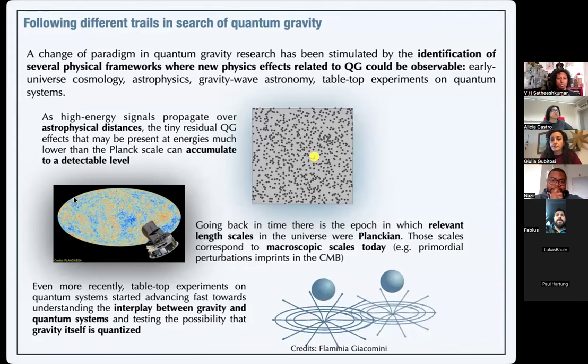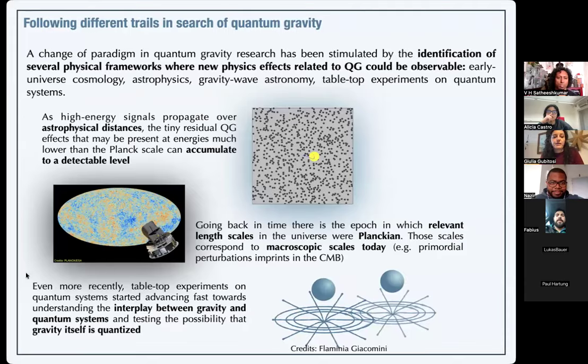Then we have cosmology. So we have good reasons to believe that in the very early universe, the relevant scales were Planckian. For example, perturbations had Planckian wavelength. And the universe expands, so it stretches these Planckian scales to large scales over the expansion. And those scales correspond to macroscopic scales today, and we can observe them. For example, we observe imprints of primordial perturbations in the cosmic microwave background. So it is like using a microscope, right? You zoom in and you see this very small scale.